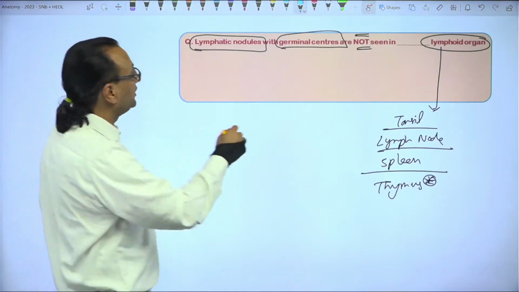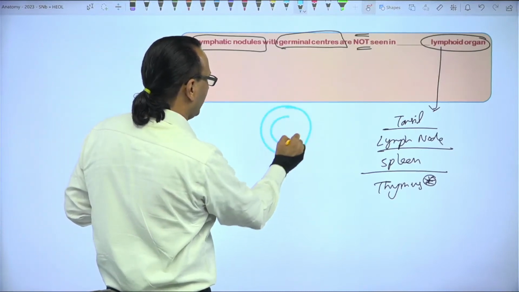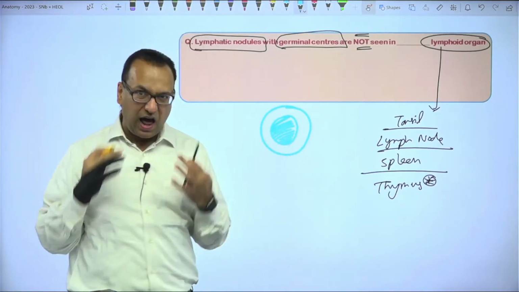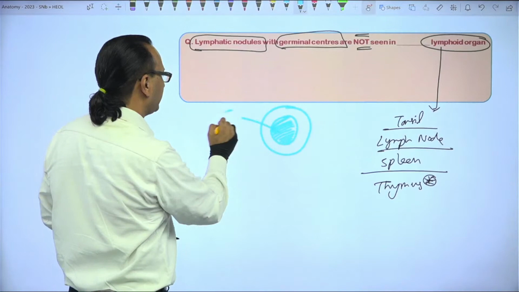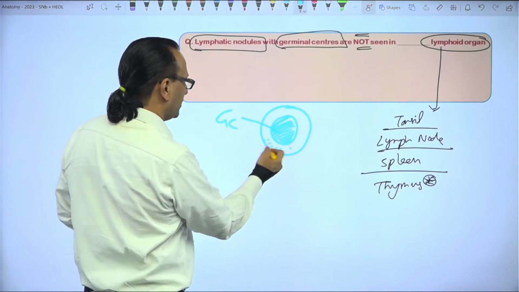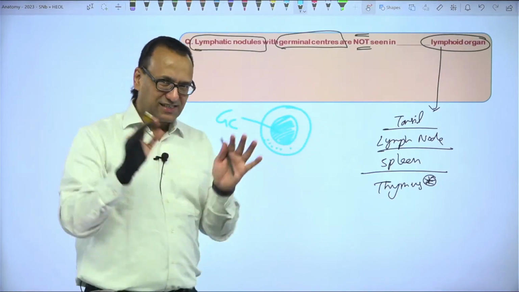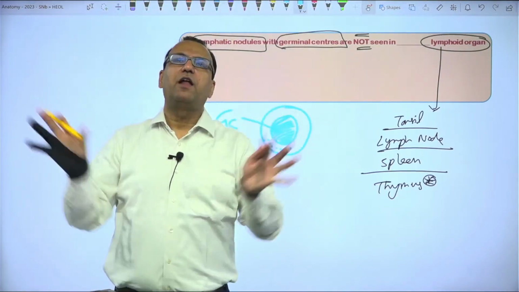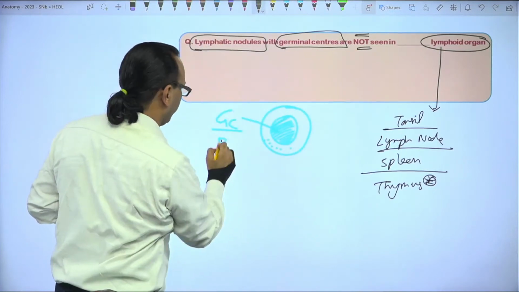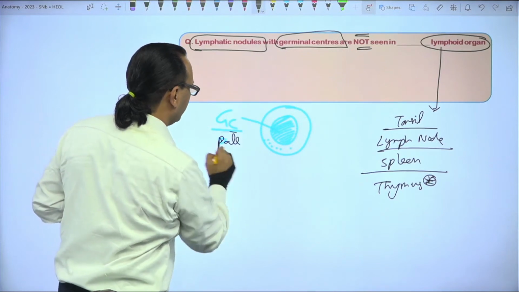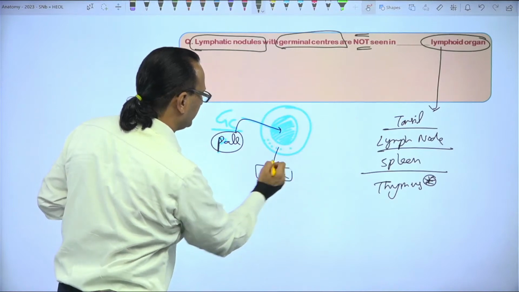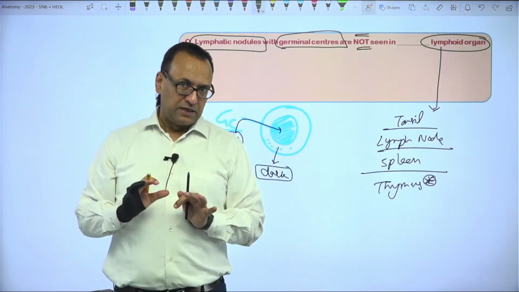What is a lymphatic nodule with germinal center? There will be a lymphatic nodule and there will be some cells. There will be a germinal center because there are some lymphoblasts, and then there are some lymphocytes in the periphery. The germinal center is slightly paler as compared with the dark periphery. This appearance is because a lot of lymphocytes are there.